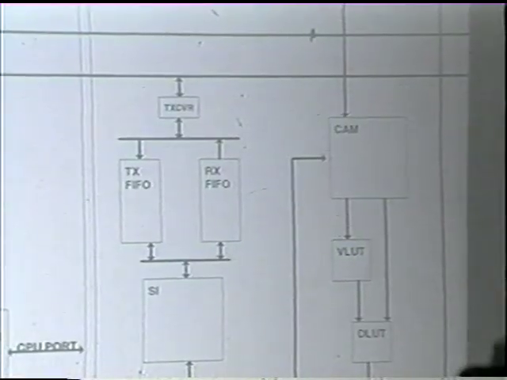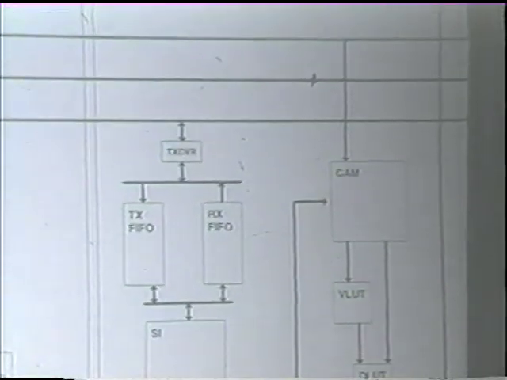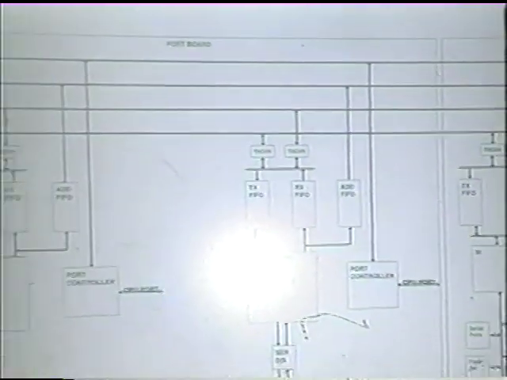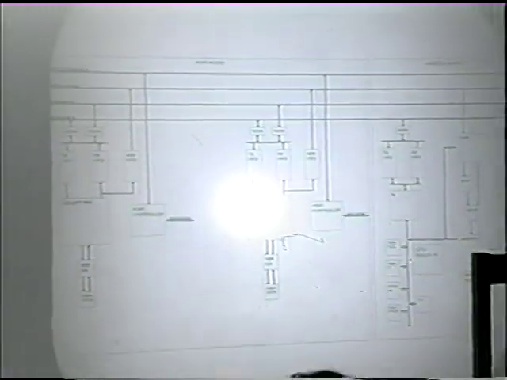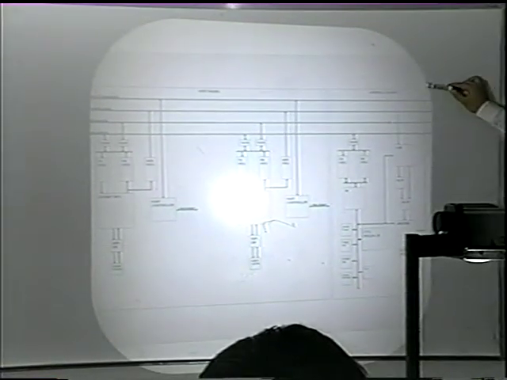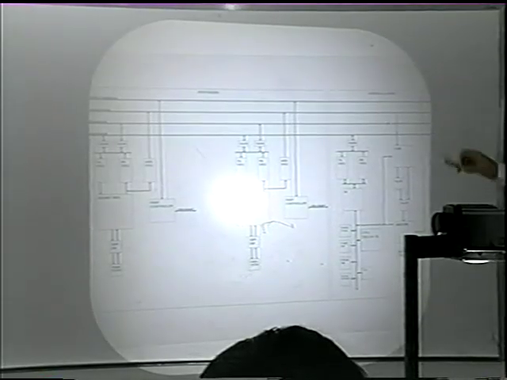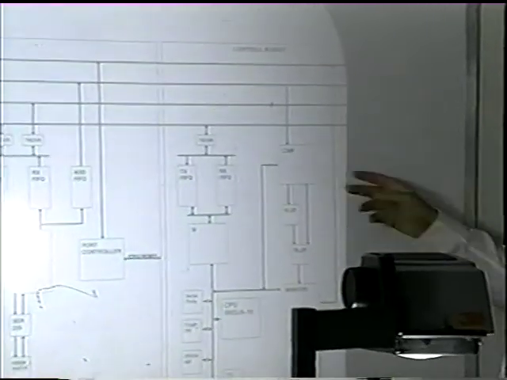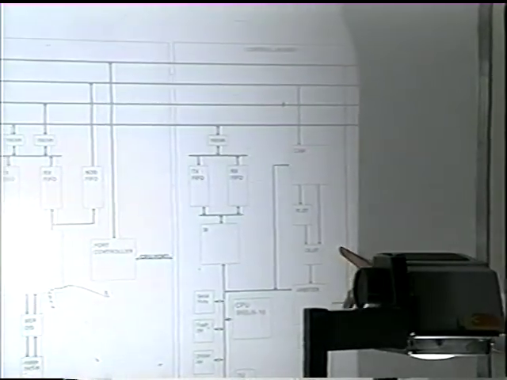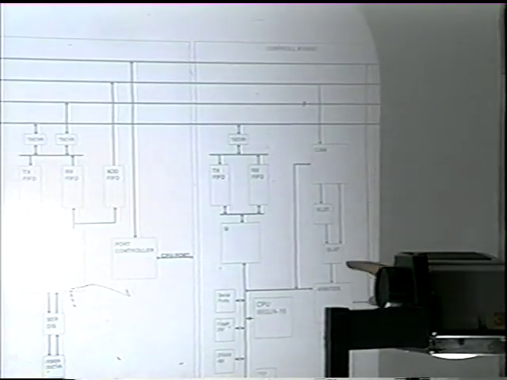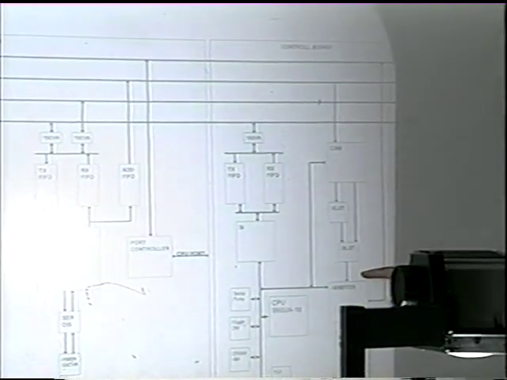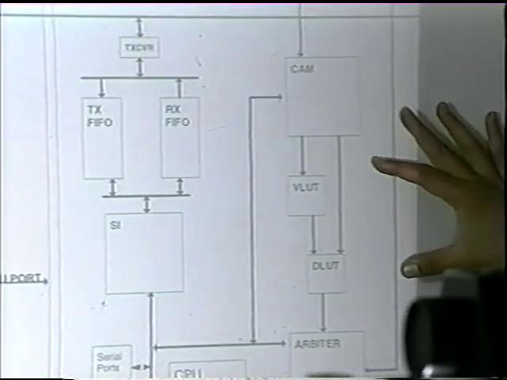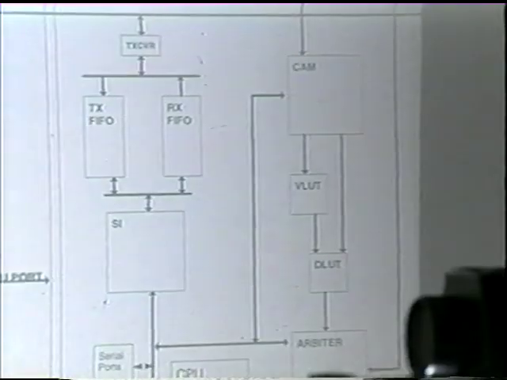This is a slide that is essentially identical to what I was drawing on the board in a slightly different configuration. It shows you what we call the control board. As you remember, I said the control board contains what, in this slide, is called the CAM. CAM stands for content addressable memory. But essentially, this whole block right here is considered the address resolution logic. And this block feeds the so-called arbiter.